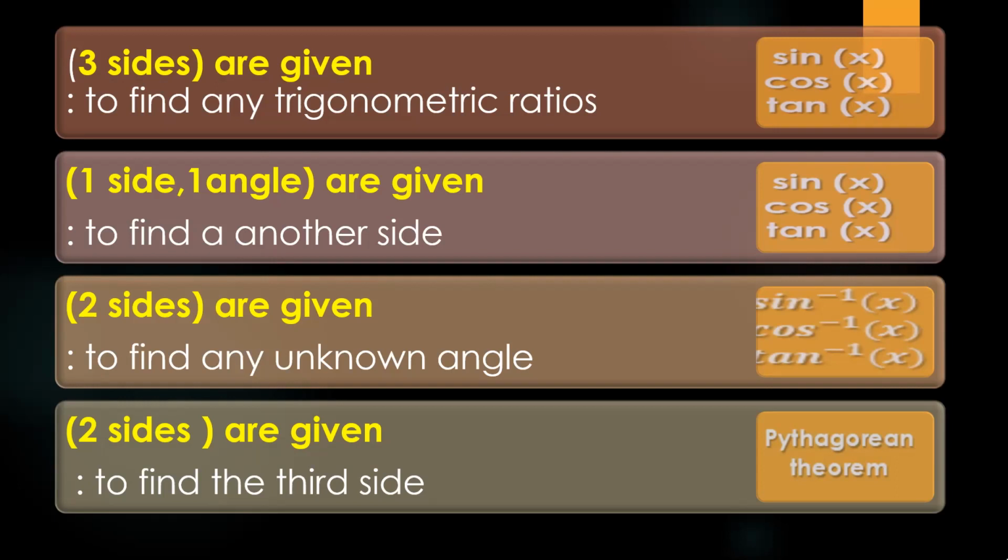Okay, this is a summary here. It can help you, inshallah, in the following grades. Look at it. With 3 sides, you can find any sine, cosine, or tan. One side with one angle helps me find the measurement of the second side or the third side. If I give you 2 sides and I'm asking you to find the unknown angle or angles, you will use sine inverse or cosine inverse. And if I give you 2 sides and I want you to find the measure of the third side, you will use the Pythagorean theorem.